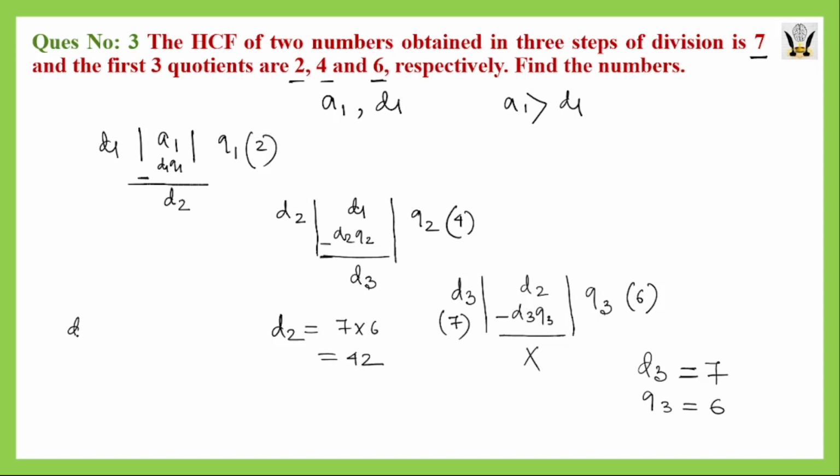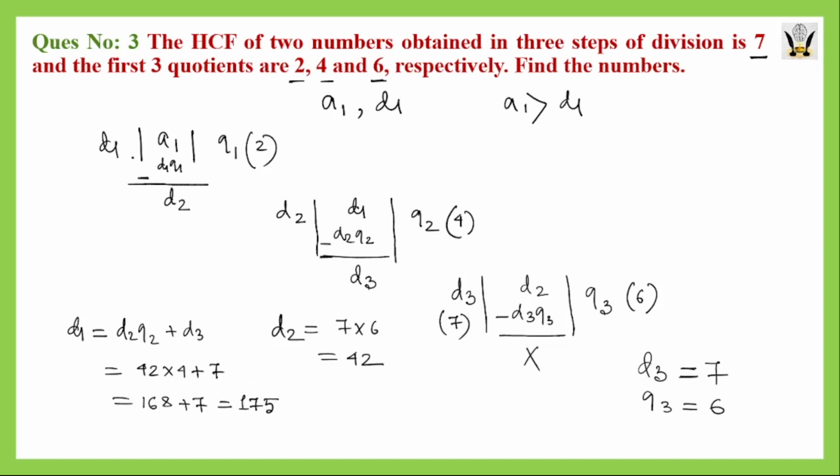And what will be D1 then? D1 will be D2 Q2 plus D3, because this was the remainder in this step. After subtracting D2 Q2 from D1, we obtain D3, so when we add D3 with this, we get D1. So it will be D2 Q2 plus D3. Now D2 is 42 and Q2 is 4, so it will be 42 multiplied by 4 plus D3. D3 is 7, so D1 will become 175.